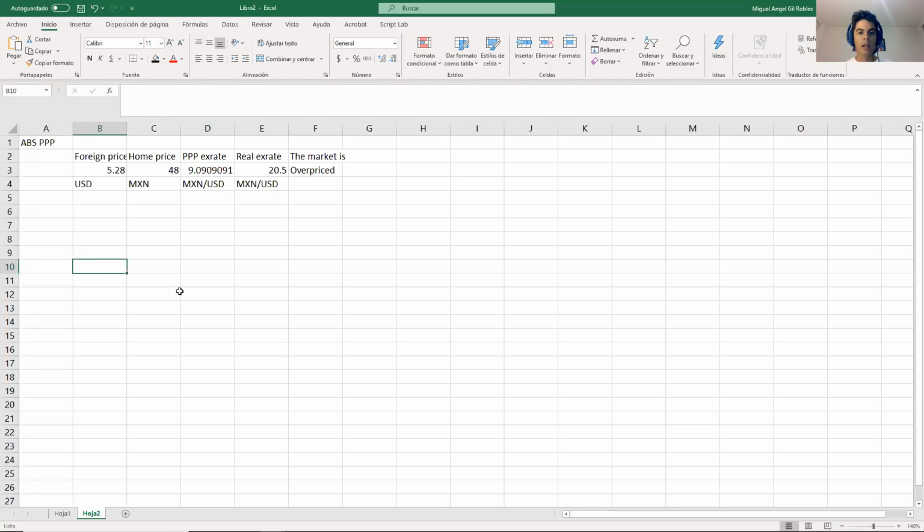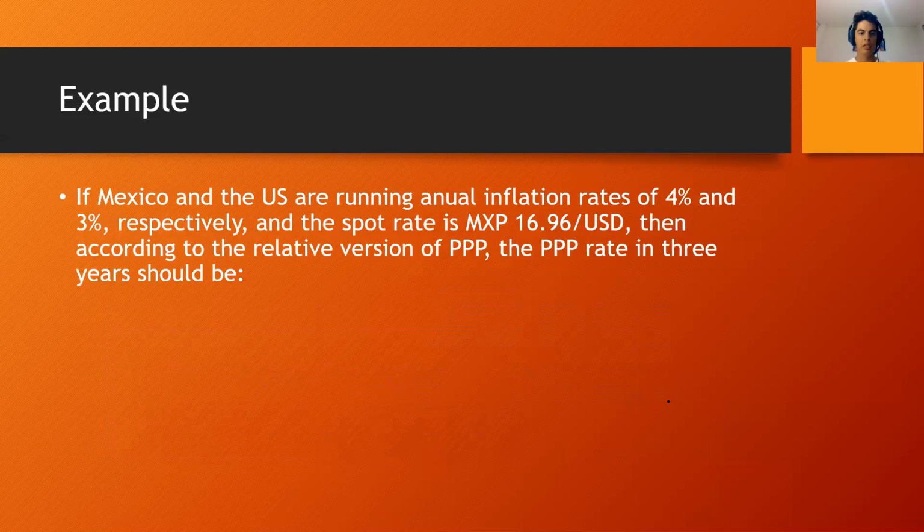So be very careful. Sorry, I think I can go back here because I think we have an exercise in the presentation. Yeah, here it is. So we're going to do an exercise. It says that Mexico and the US are running these inflation rates, 4% and 3% respectively, that means Mexico has a 4% inflation rate and the US 3%. And it says that the spot rate at time zero is 16.96 pesos per dollar. So according to the relative version of PPP, what will be the spot in 3 years?